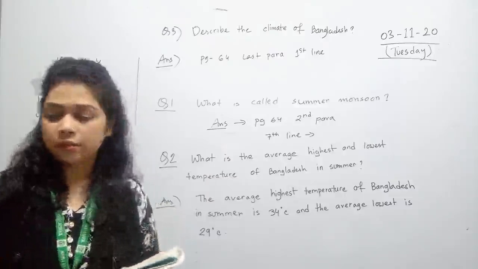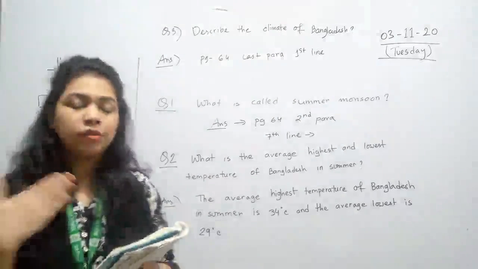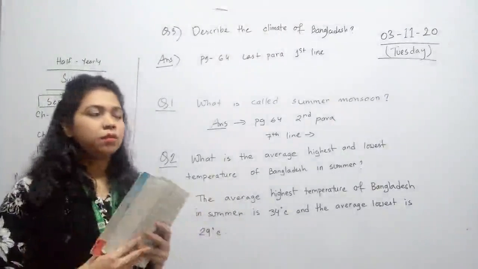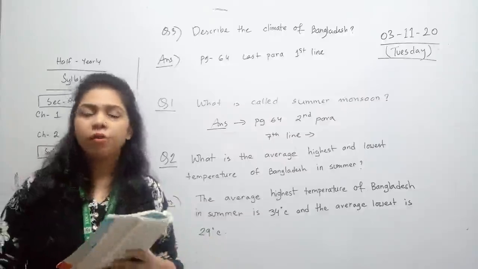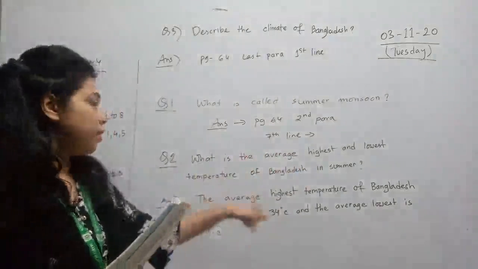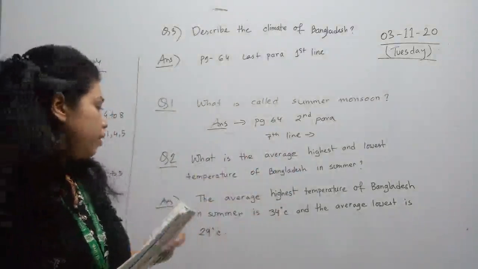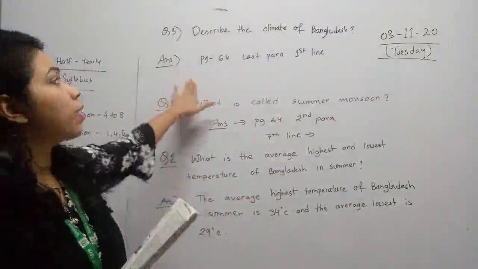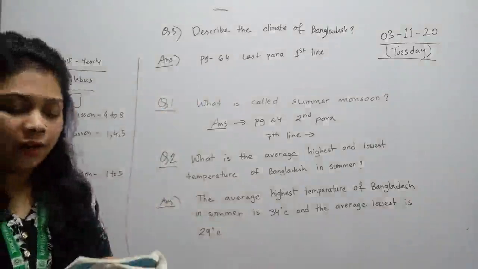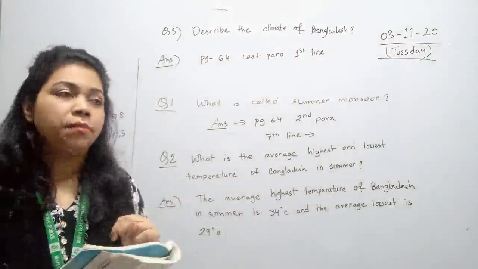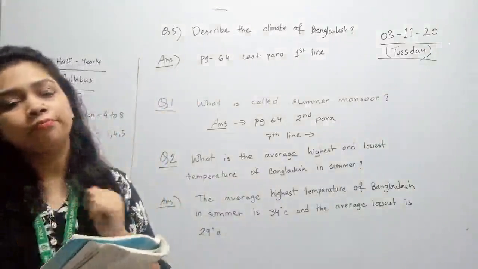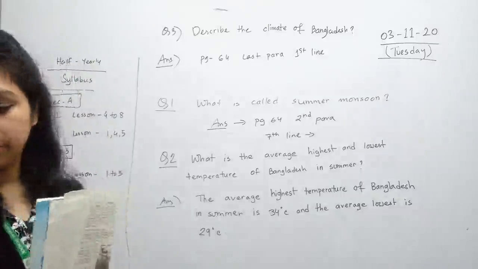Next class, I'll start from the next para. So in this class, you learned about the summer monsoon, the coldest place, the highest rainfall places, the lowest rainfall places, the average highest and lowest temperature of Bangladesh in summer, that is the average highest is 34 and the average lowest is 29, and describe the climate of Bangladesh. These three questions are only from lesson 1. From lesson 2, I have discussed global warming and greenhouse gas. In the next class, I'll be giving questions from lesson 2. Okay?